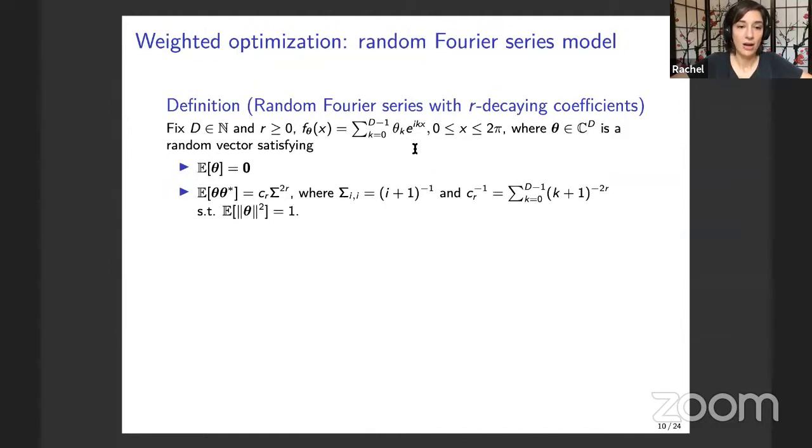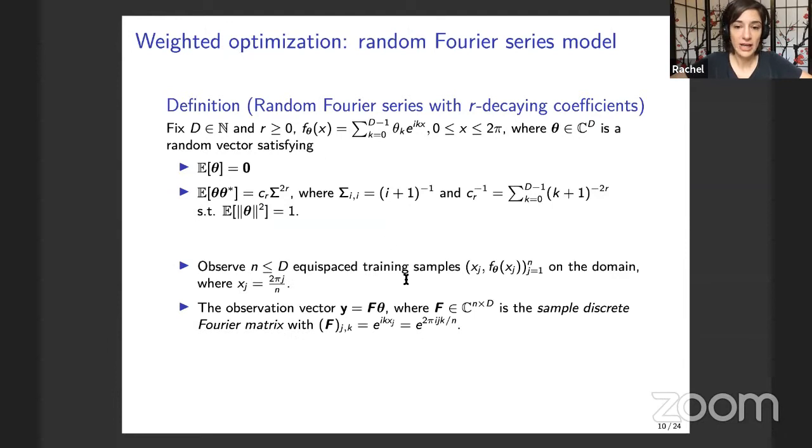Okay, so here is our model. The randomness is in this random Fourier series model with R decaying coefficients. So we assume that we're getting training data associated to a random function in this class. We're going to observe the training samples at equispaced points on the domain. In this case, the domain is the interval -1 to 1, because we're just talking about Fourier series, so we're in 1D. So our points are at equispaced points on the domain. And then the sample discrete Fourier matrix is our feature matrix. This is just a short, fat matrix, a subsampled discrete Fourier matrix.